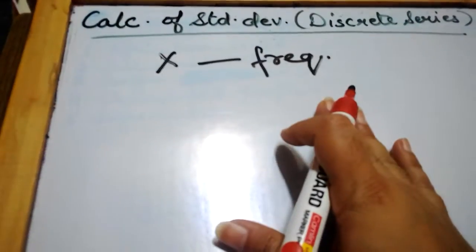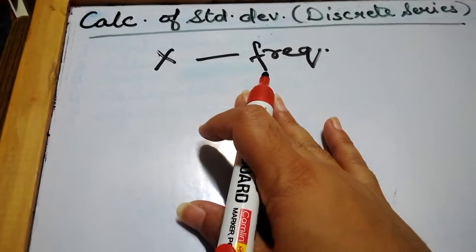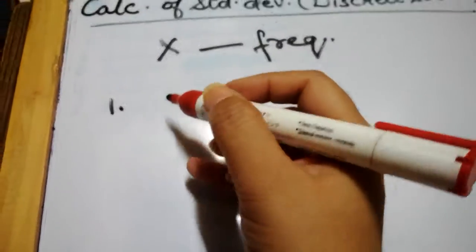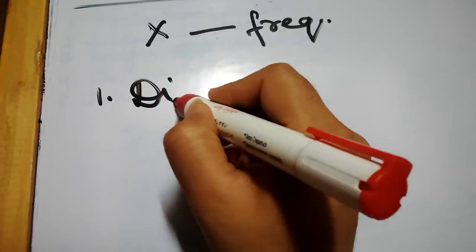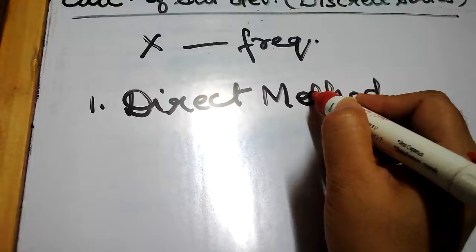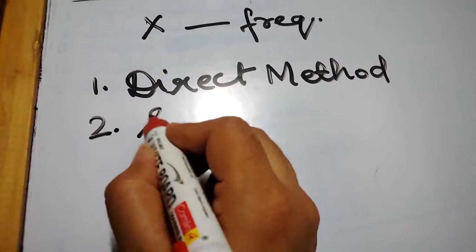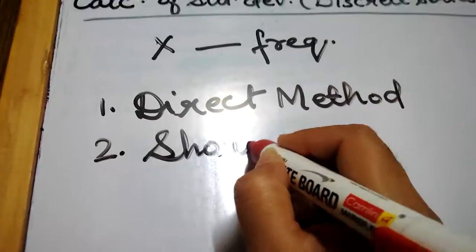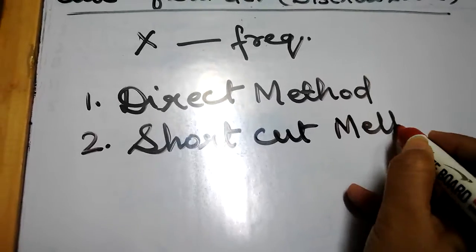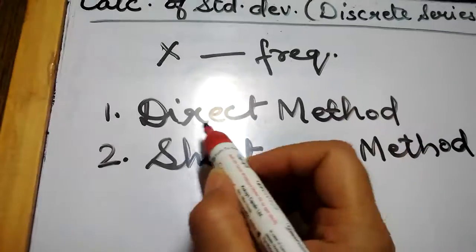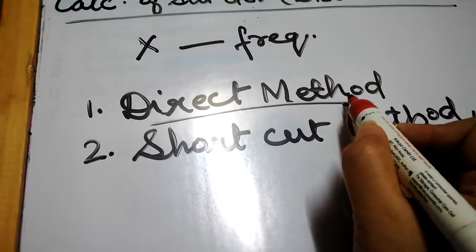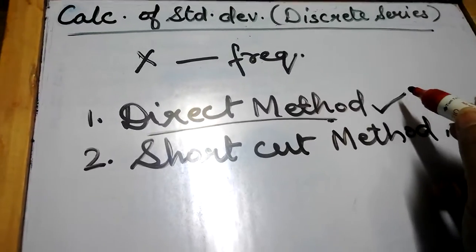So children, when this discrete series is given to us and we have to calculate standard deviation, we have two formulas. First is the direct method. So I'll be showing you. This is the direct method. And the second formula we have is the shortcut method, which we are going to follow. First we'll be looking at the direct method. We'll be solving our standard deviation by using this direct method.